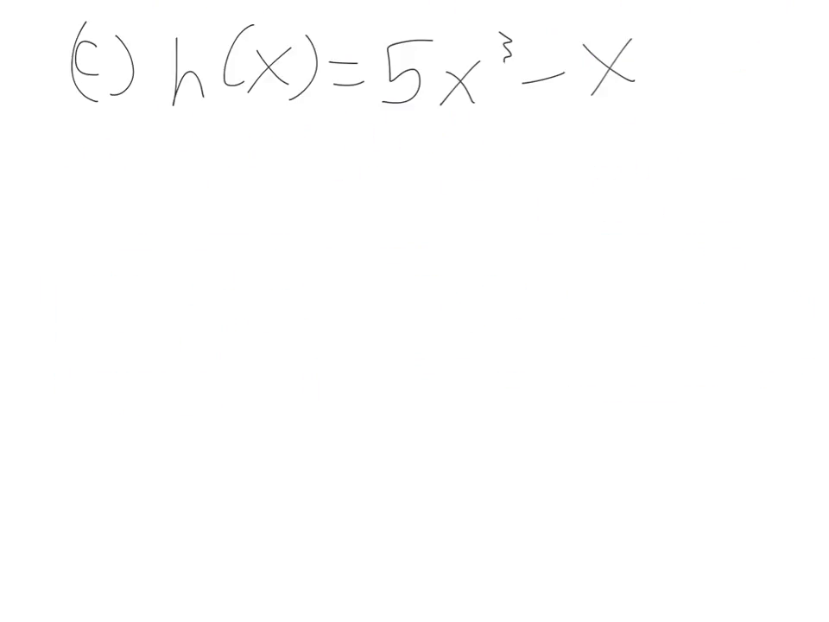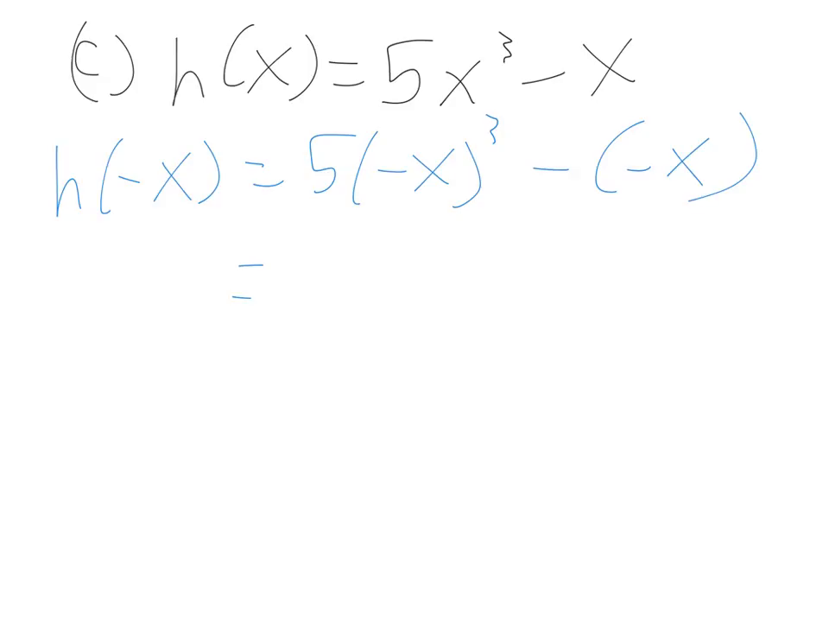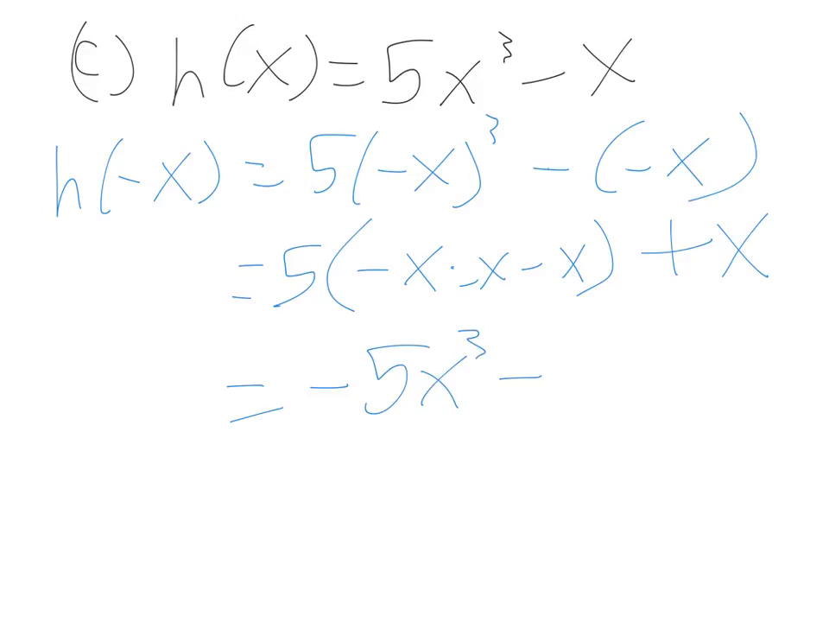So h of x is equal to 5x to the third minus x, for part C. So, like before, we plugged in negative x. So, that's what we get after we plug in negative x. Now for this negative x to the third, that is 5 times, open parentheses, negative x times negative x times negative x, close parentheses, and then minus a negative x would turn into plus x. Now this negative times a negative times a negative would make our answer negative. So it would be negative 5x to the third plus x.